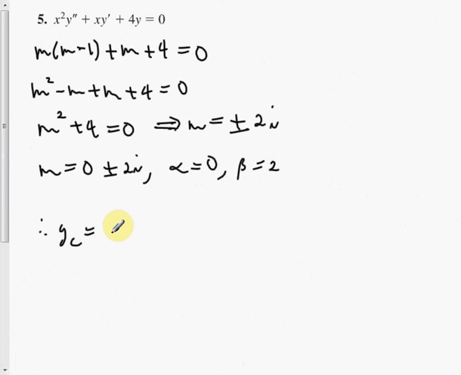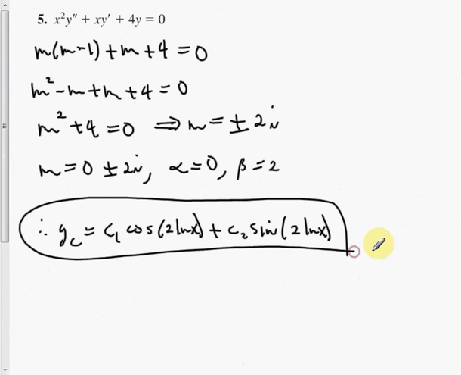So y sub c is usually x to the alpha, but x to the 0 is just 1. So all this is just c sub 1 times cosine of 2, that's the beta, times the natural log of x, plus c sub 2 times the sine, parentheses, the beta 2 times the natural log of x. And that's the answer. So getting the answer is pretty easy, but understanding how that answer is of that form, that's always the question. Okay?